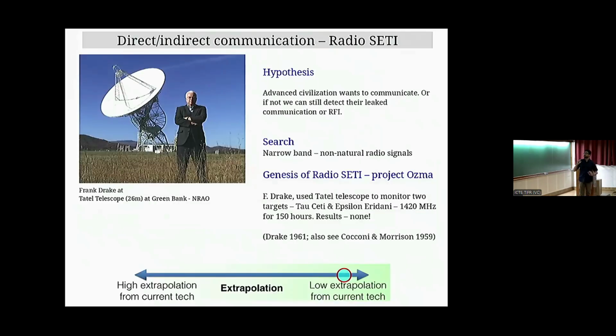So let us talk about communication, which is the lowest extrapolation from current tech. This was basically the start of radio SETI. The hypothesis here is that an advanced civilization wants to communicate with us. Or even if they don't want to communicate with us, we can still detect their leaked communications, or RFIs. I know most of you here hate RFIs, but you need to know very well what kind of RFIs you are seeing in the radio data, so that you can distinguish them from any communication from advanced civilizations.